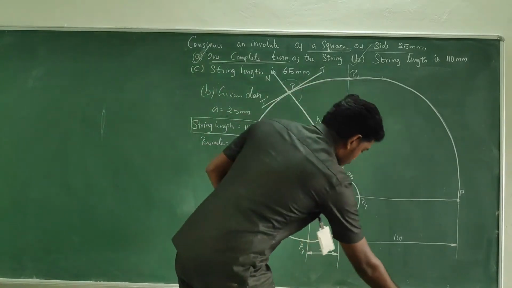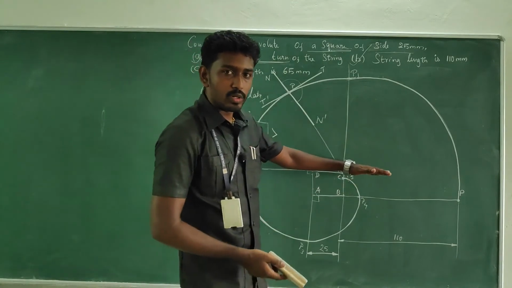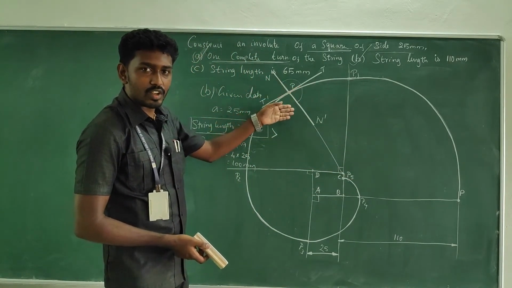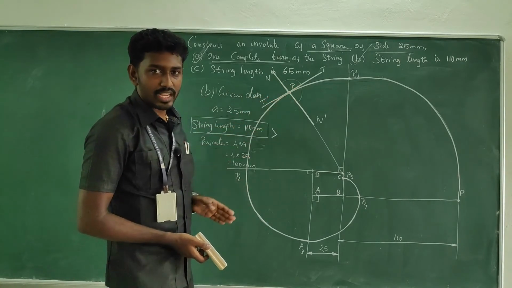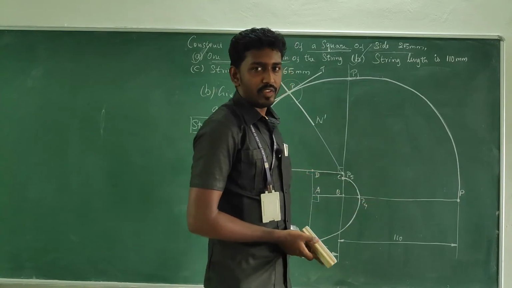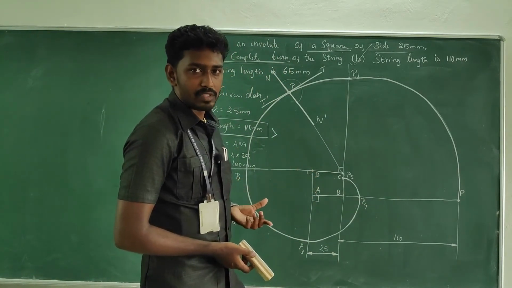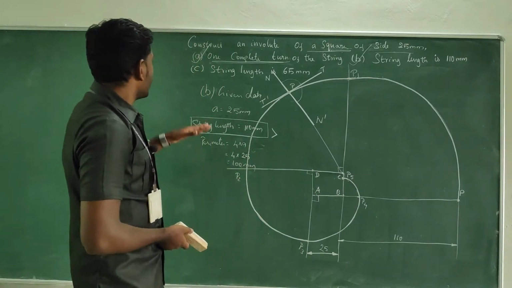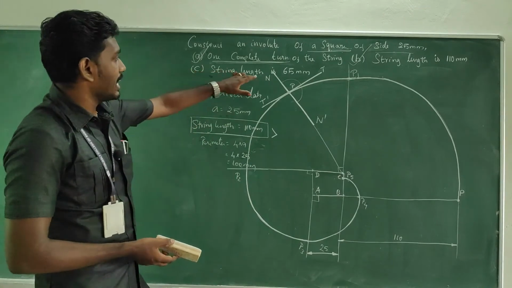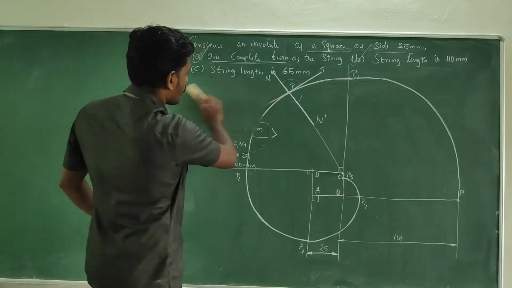Then we can write a note about the tangent and normal: N dash is normal and T dash is tangent. Also, about the dimensions, we can write the statement: all the dimensions are in mm, something like that. Okay, fine. We can move to the next one, C condition, where the string length is 65 mm, right?